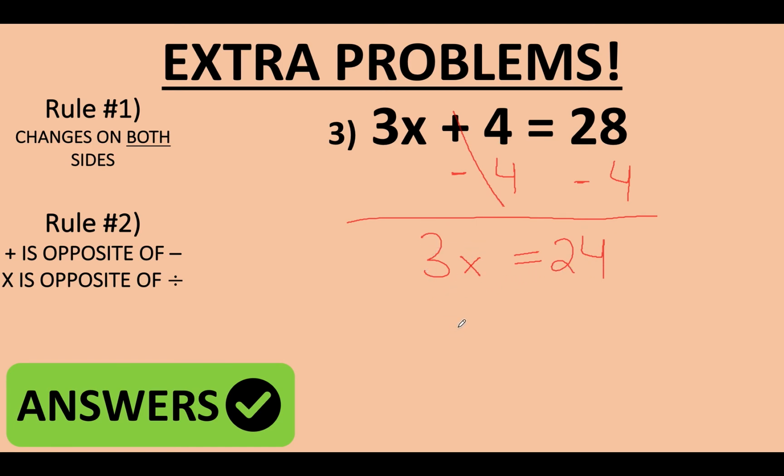3 is being multiplied by x, so how do I get rid of that 3? Well, multiplication is the opposite of division, so to get rid of that 3, I'm going to divide it by 3. I'm going to do that to both sides to make it equal, and then that 3 and 3 cancel out, so we're only left with x on the left side, bringing down the equal sign, and x is equal to 8. And guys, this finalizes our video for basic algebra problems part 1.